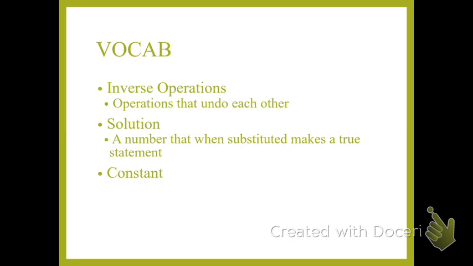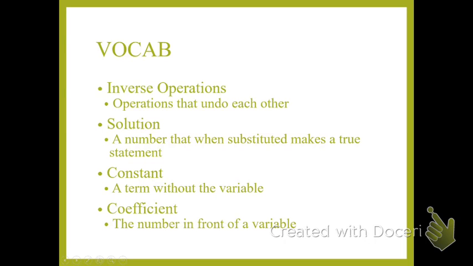A constant, remember from earlier this year, is a term without a variable. So 5 is a constant, 7 is a constant, but 5x is not a constant because it does have a variable. A coefficient, remember, is the number in front of a variable. So the number I gave you a moment ago, 5x, the 5 is the coefficient.